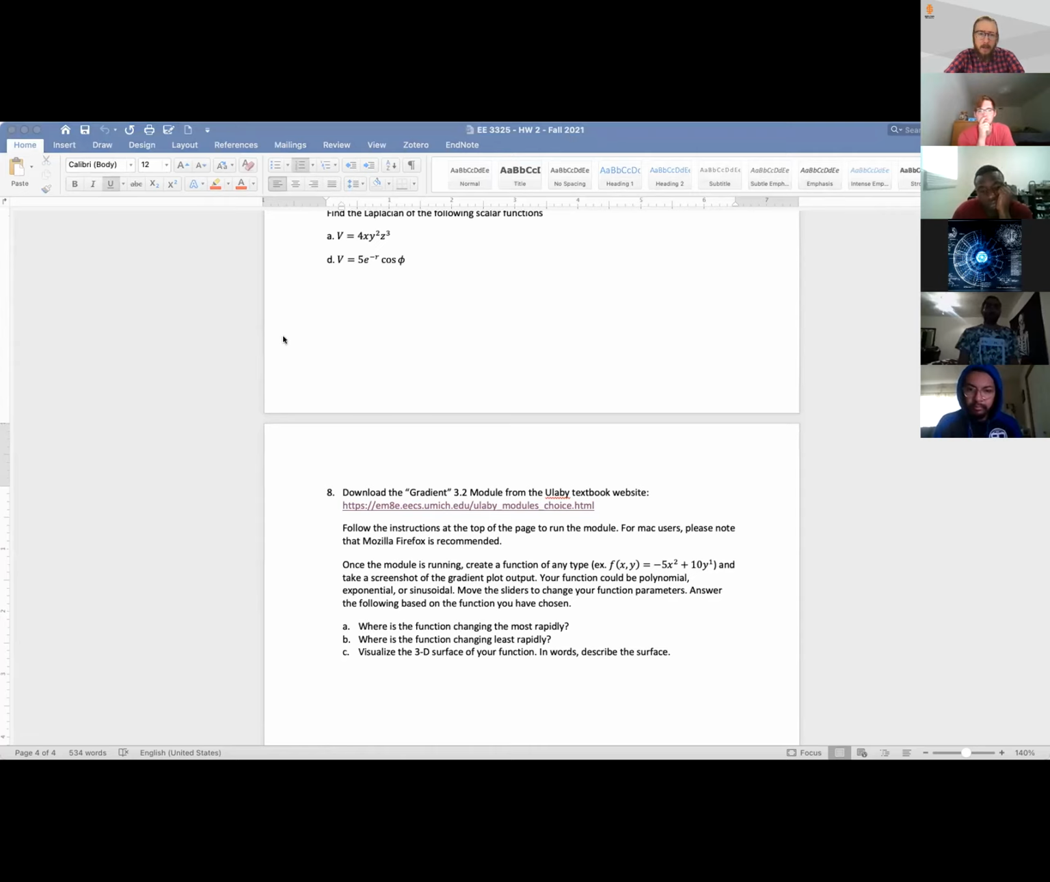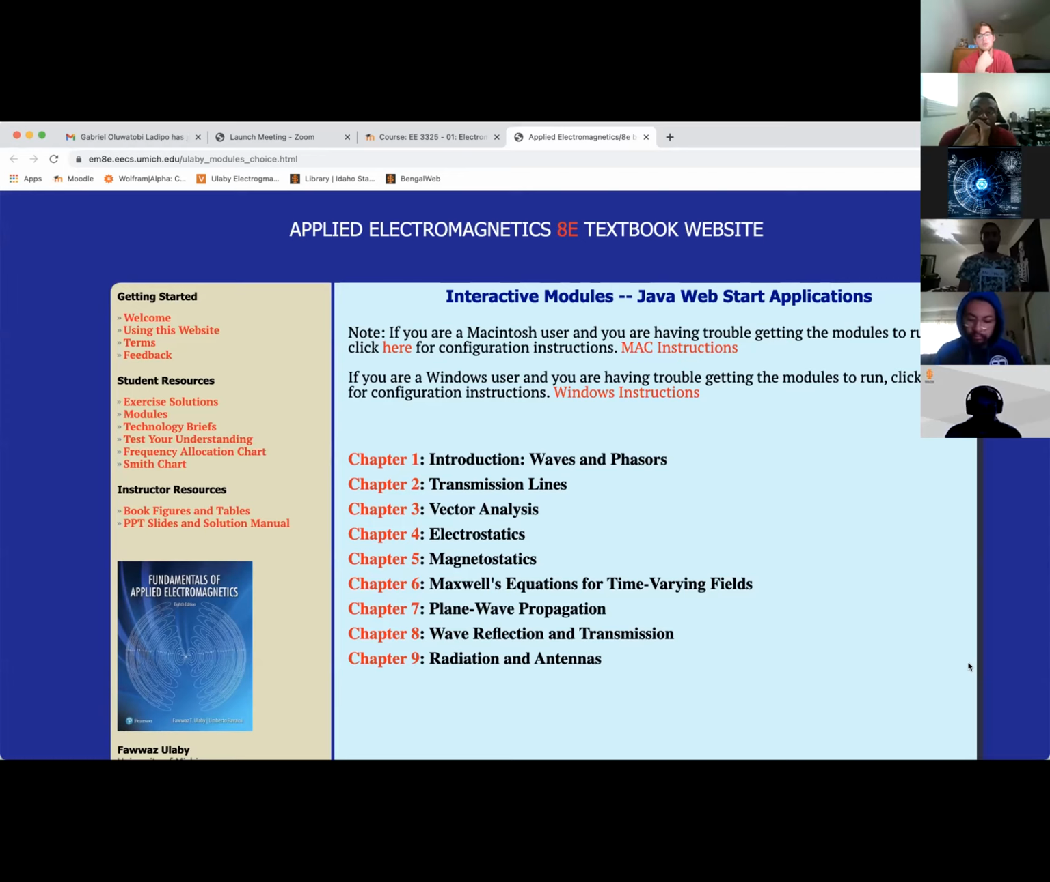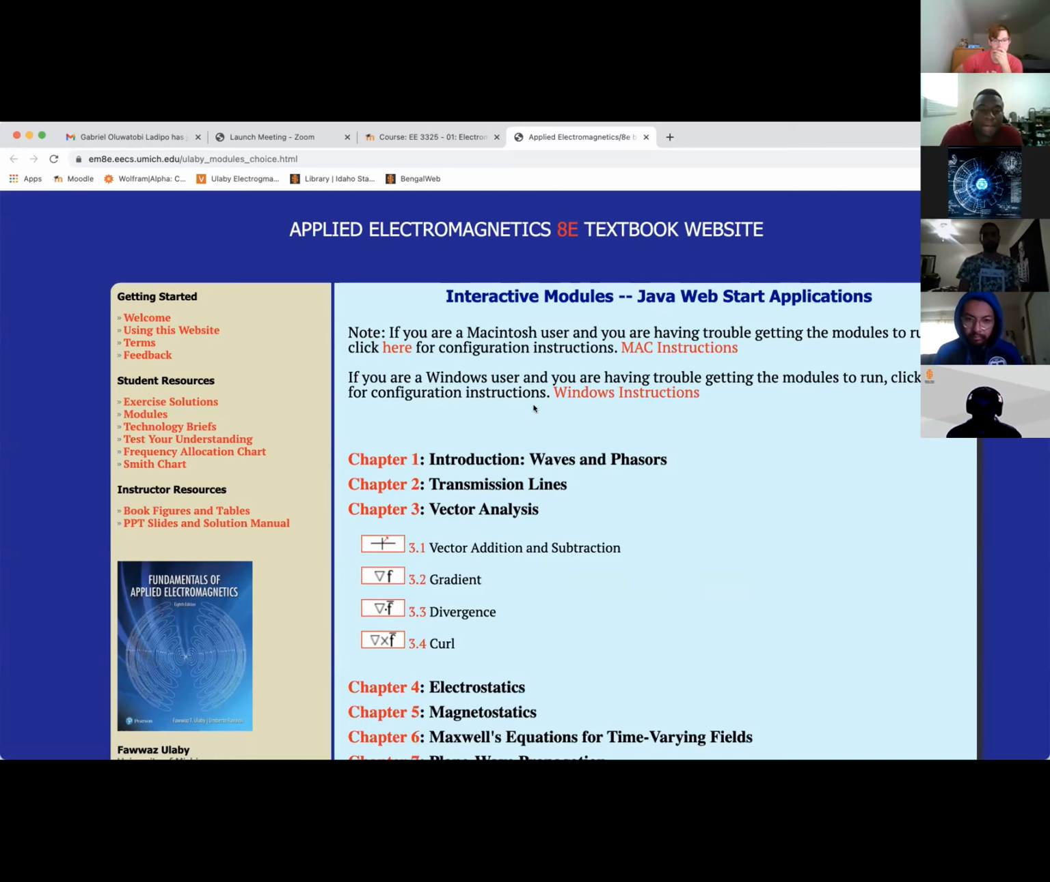And that will take you to this website. Do any of you have MacBooks, or any of you using MacBooks? No? Okay, it will probably be easier for you then, but I know for myself, I have a MacBook. You need to follow these directions carefully in order to download it. But you click on this vector analysis, chapter 3, and then just download this gradient one.